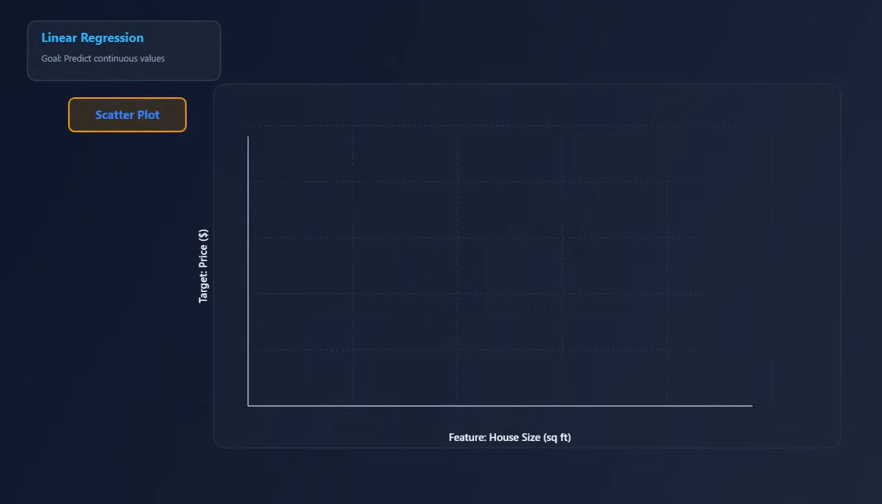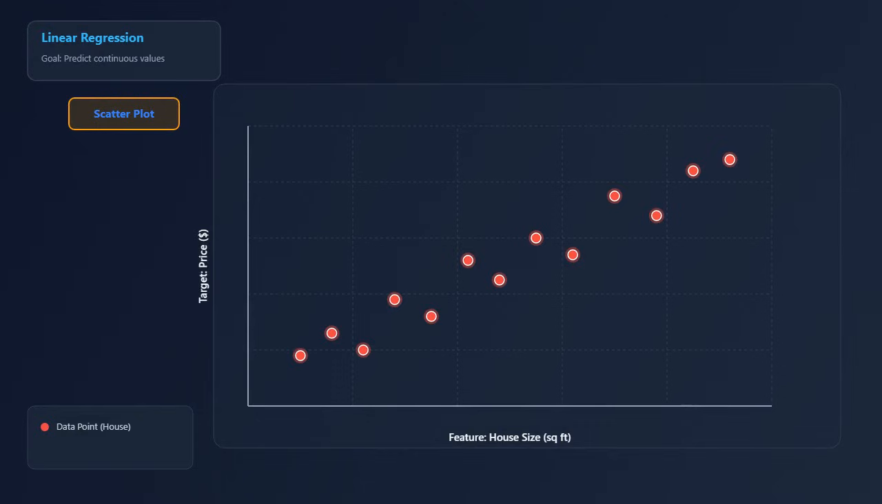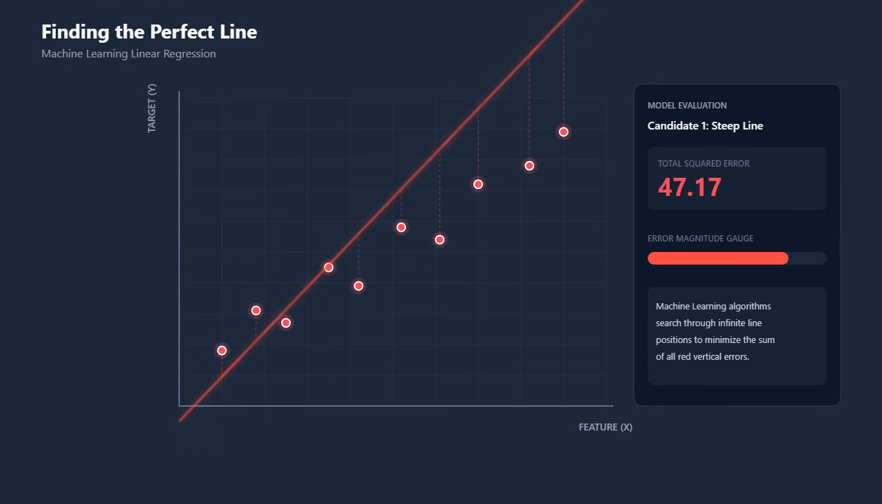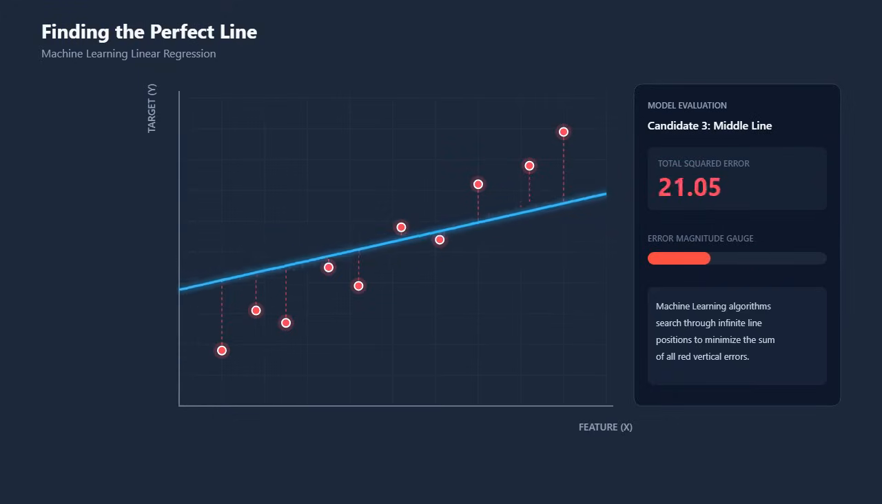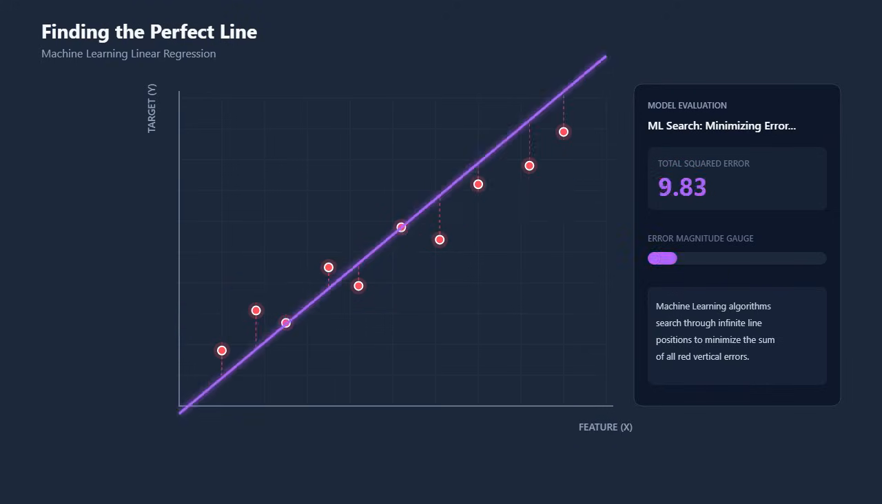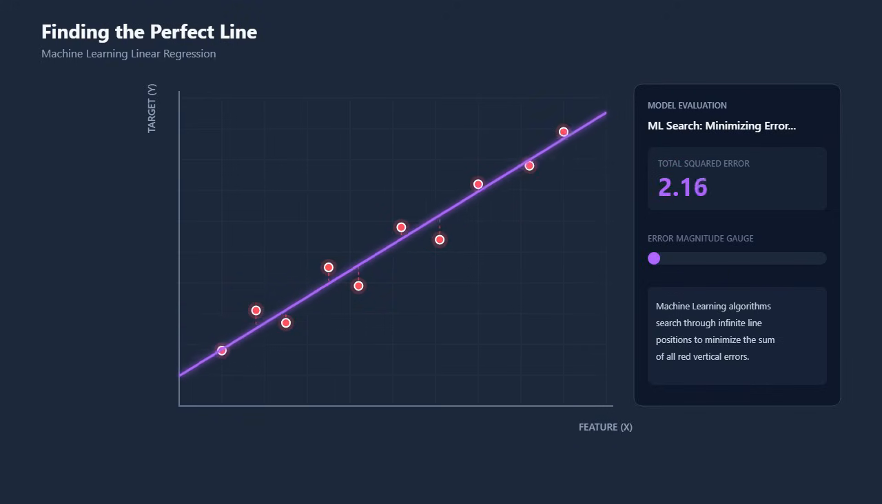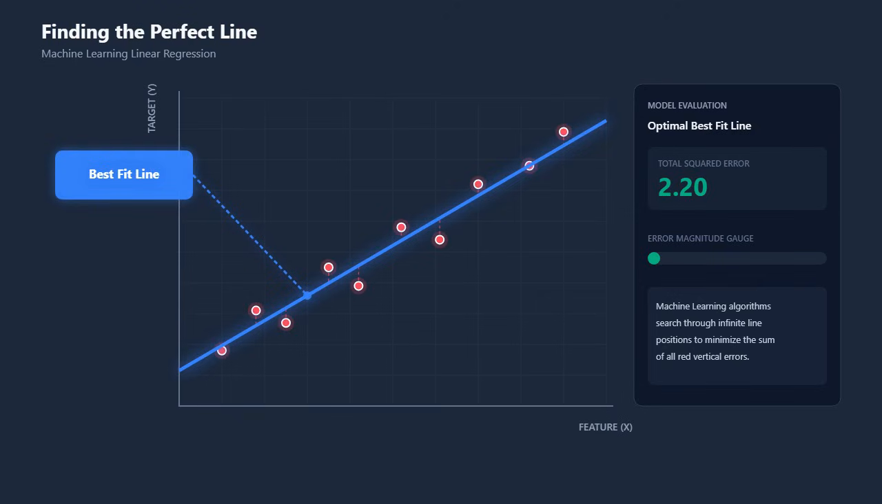If we plot our house price dataset on a graph, we get a scatter plot. Each dot on this graph is one training example. The x-axis is our feature, and the y-axis is our target. The goal of the algorithm is to find the best line that passes through the middle of these dots. Many lines are possible. You could draw a steep line, a flat line, or a line right down the middle. Which one is correct? Machine learning searches for the line with the smallest error. The line that is closest to all the data points at once is called the best fit line.